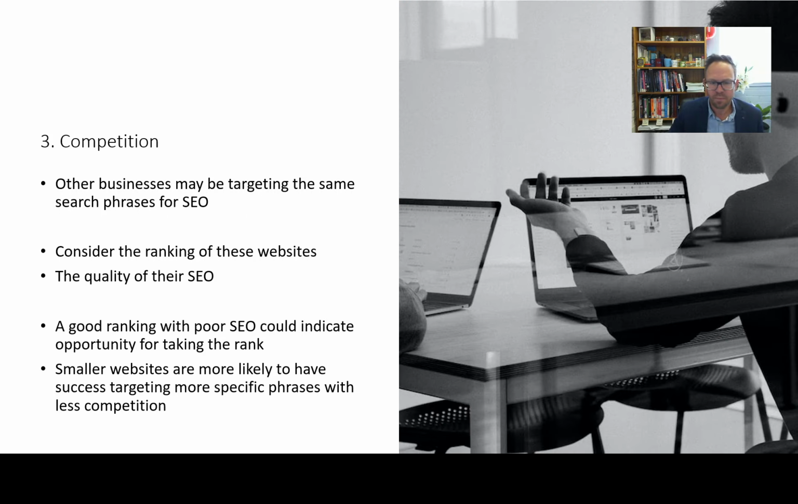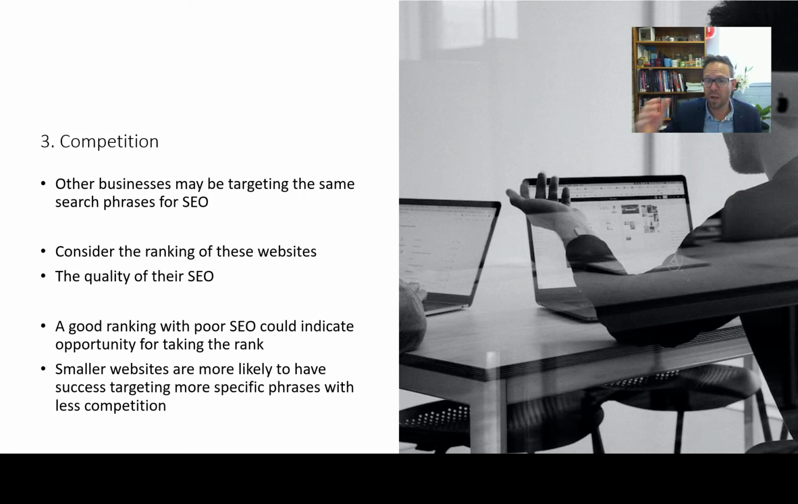Now, for competition, other businesses may also be targeting the same search phrases for search engine optimization. Consider the ranking of these websites and the quality of their search engine optimization. Like, do you have a chance, and how much effort are you going to have to put in to contest those keywords to get to the top spot? A good ranking with poor SEO could indicate an opportunity to take that rank. And I really want you to think about that.